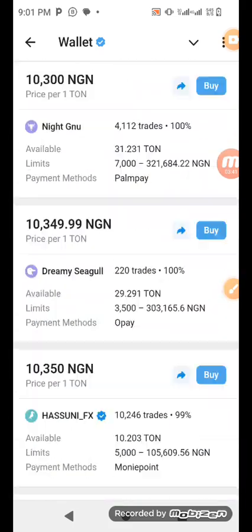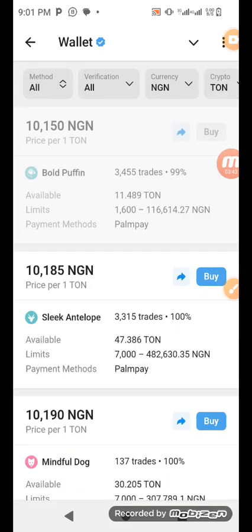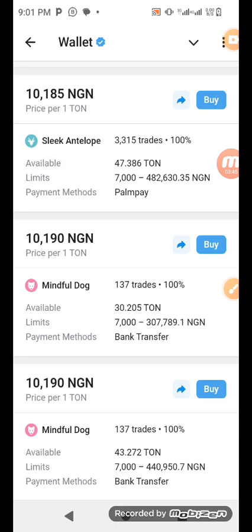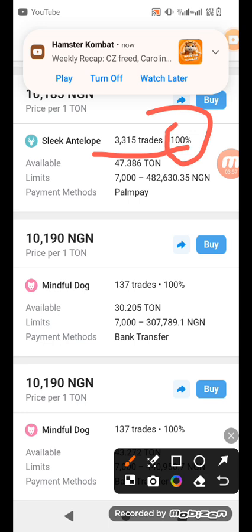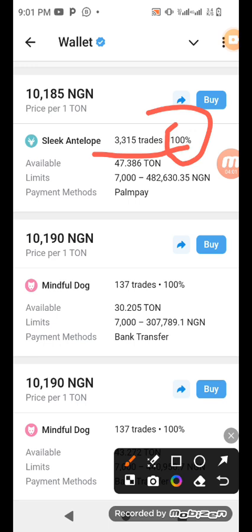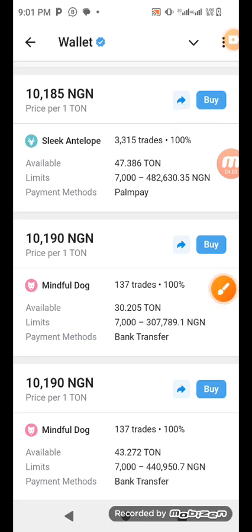Now, let me show you what you need to consider when you are buying this. Let's say for this instance, this person has made 3,315 trades and has 100% review. People are saying that everyone who bought from him, the trade went successfully. That is 100%. And you're also going to consider that this man currently has 47.386 TON remaining. I tell you, the next minute it may no longer be so, because people are buying.